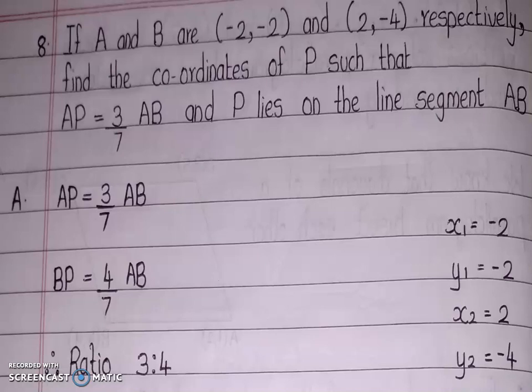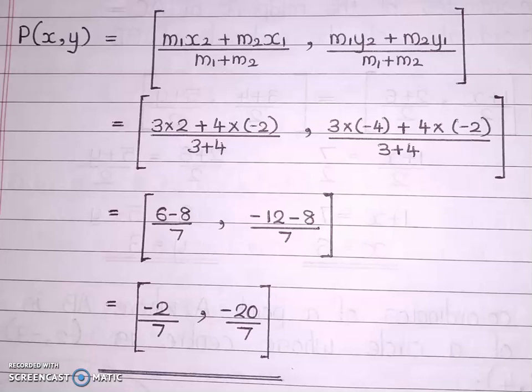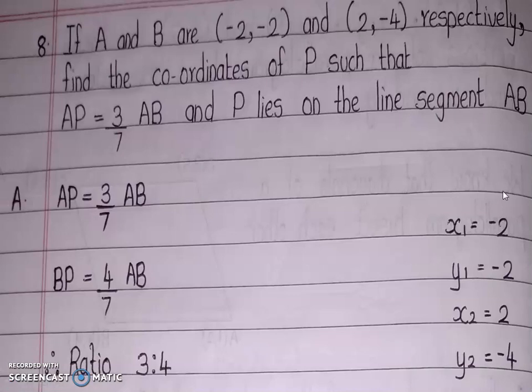Which formula will you use? You will use the section formula. That is (m1x2 + m2x1)/(m1 + m2) for the x coordinate, (m1y2 + m2y1)/(m1 + m2) for the y coordinate. Here is the substitution. Students, I have told you to write x1, x2, y1, y2 separately when you do. This is how I wrote. This will avoid the confusion while substituting the values.